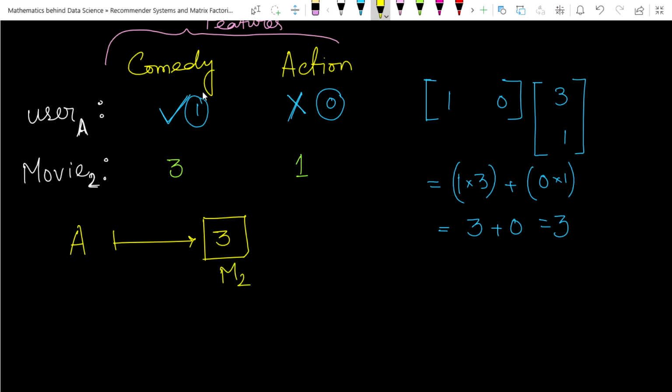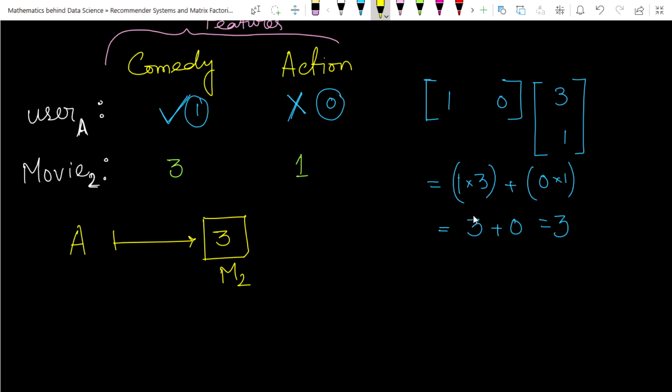Since user A most likely likes comedy movies and doesn't like action movies, and movie 2 is already given a rating of 3 by other users, can we not assume that since user A likes comedy movies, he will give a 3 rating as well? Since he doesn't like any action movie, he would not give any rating for the action part. Only the 3 rating.